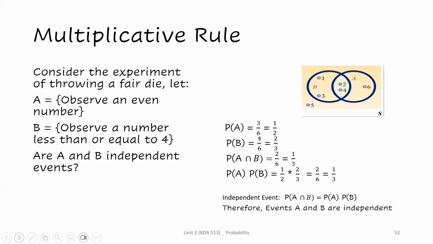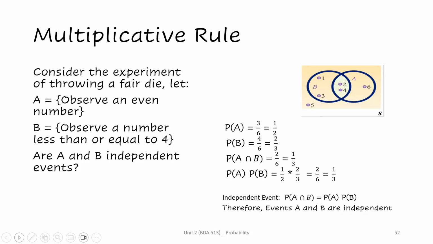Because of that, we are going to have two elements in the intersection, that is 2 and 4. They belong to B because we want to observe a number that is less than or equal to 4. So we have 2 and 4, which are even numbers. The even numbers belong to A, and 2 and 4 are part of the numbers less than or equal to 4. So B is 1, 3, 2, 4, and A is 2, 4, 6.